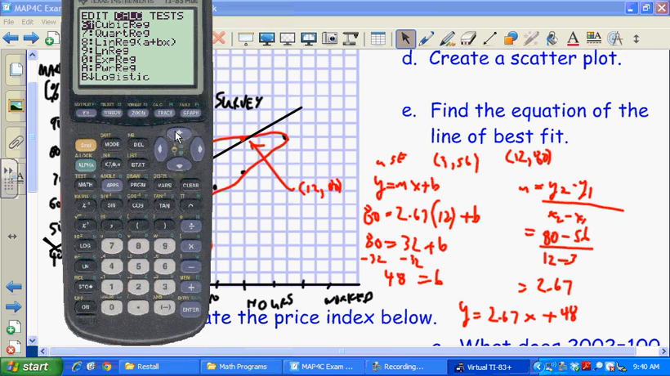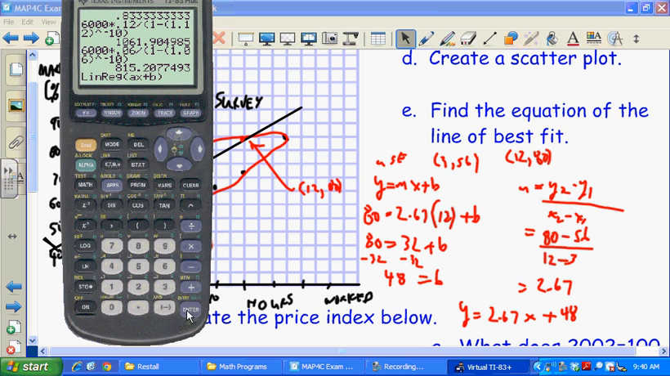We could do other regressions if we wanted to. This one's just a line of best fit. So I'm going to press enter. If I press enter again, then there's my line of best fit. And notice how close it is.